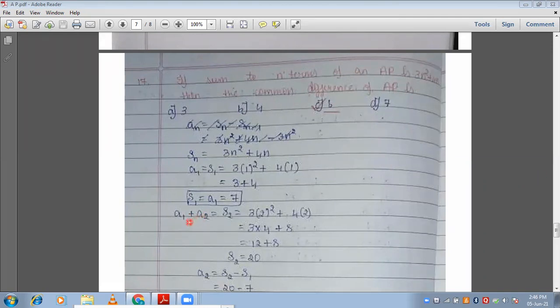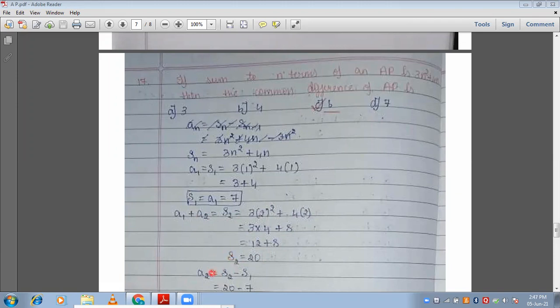In the next step, A1 plus A2, the sum of the two terms, is equal to S2. 3 into the value of n, 2, 2 whole square, plus 4 into the value of n, 2. 2 2s are 4, 4 3s are 12, plus 4 2s are 8. 12 plus 8 is equal to 20. Here, in place of S2, you can write A1 plus A2.